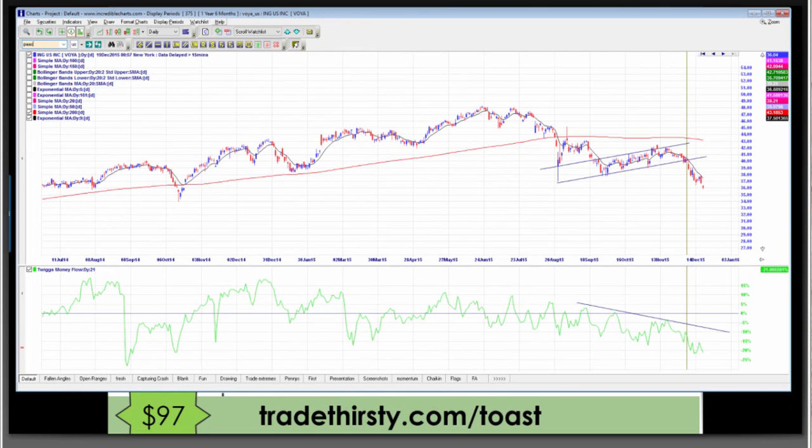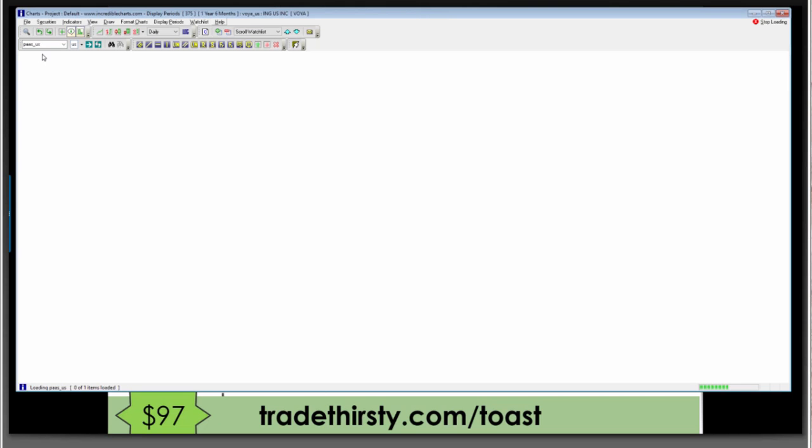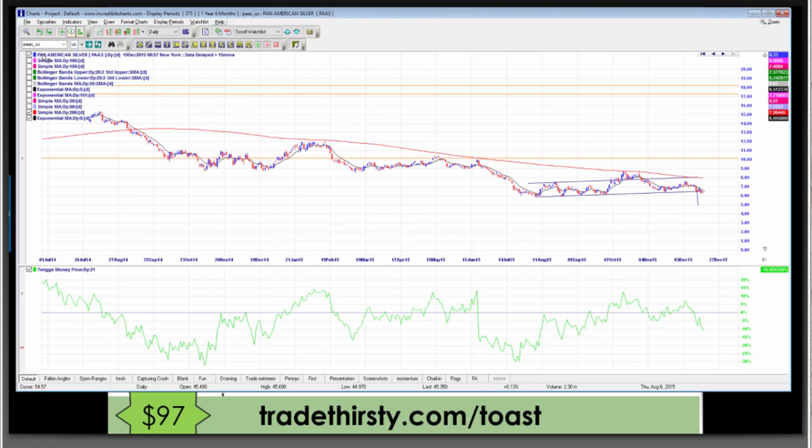Have a look at something like PAAS, Pan American Silver. Now, what do I think about seasonality of silver? Don't know. Never followed it. What do I think of the chart?